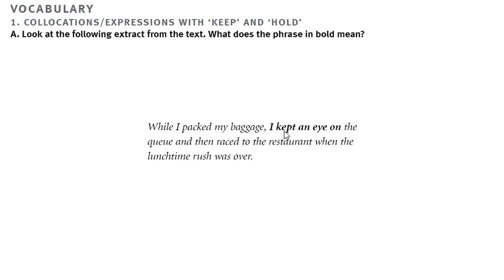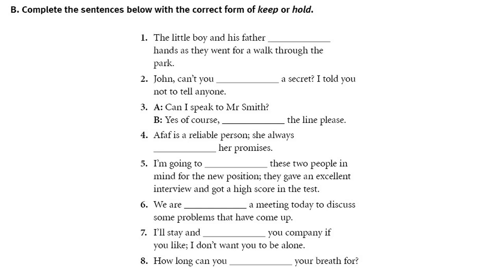I kept an eye on. حافظت على عيني على يعني واصلت النظر إلى. فهنا تعبير مجازي. B. Complete the sentences below with the correct form of keep or hold. Answers. 1. The little boy and his father held hands as they went for a walk through the park. الآن أمسكا بيدي بعضهما البعض وذلك في الماضي وهنا قرينة مثل went عندما ذهبوا.